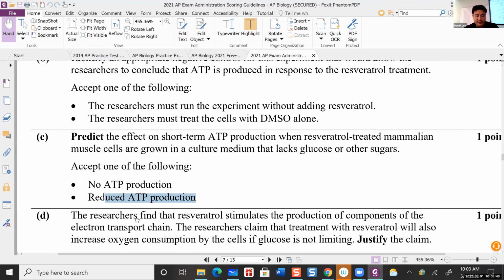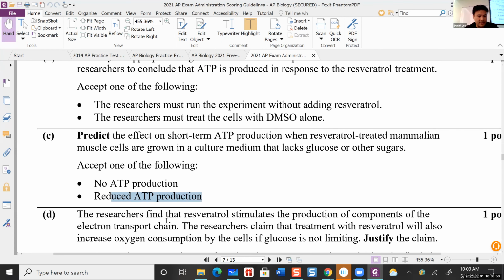Part D. The researcher finds this compound stimulates the production of components of the electron transport chain, which is in the mitochondria. The researcher claimed that treatment with the compound also increases oxygen consumption by the cells. If glucose is not limiting, if there's plenty of glucose, it causes the muscle cell to consume more oxygen. That makes perfect sense because in order to do cellular respiration using mitochondria and the electron transport chain, you require oxygen to be the final electron acceptor to remove the electrons as they accumulate, so that the electron transport chain can continue. So when you use the compound, you stimulate ATP production using the electron transport chain, and you must consume more oxygen to get rid of the final electrons, so that the electrons don't accumulate.